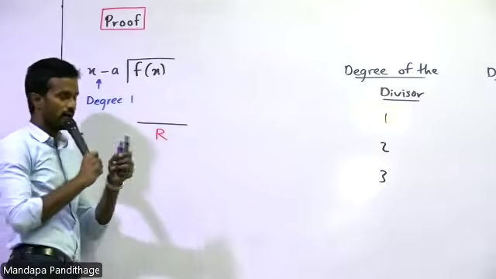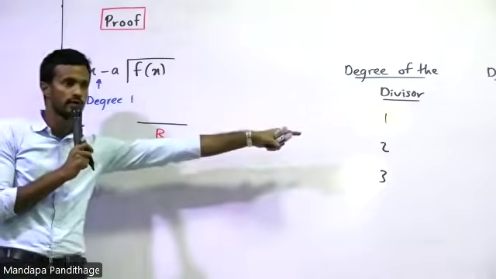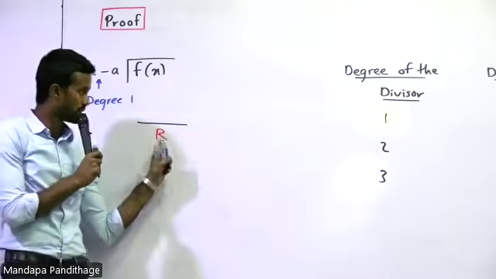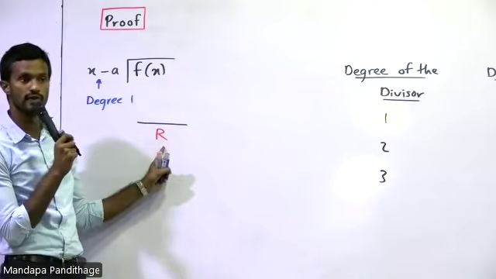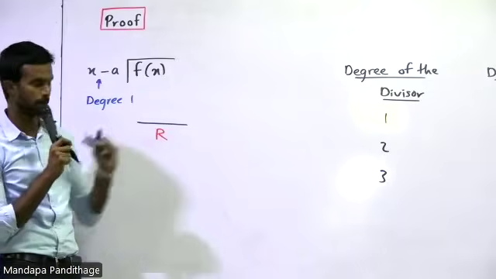So we know I'm supposed to show that r is equal to f(a). No? Then I put, as the remainder, I got the remainder r is equal to f(a). So that is what I'm supposed to show. Clear? That is what I should show.